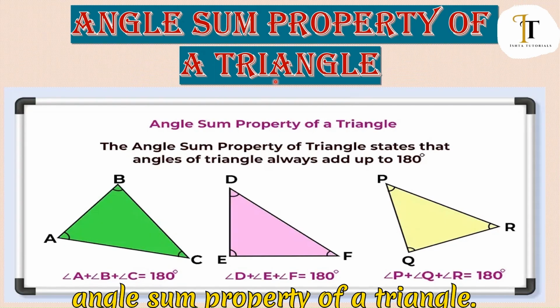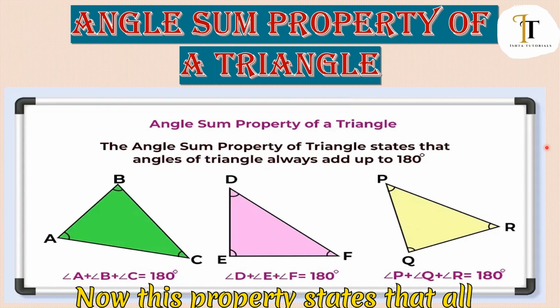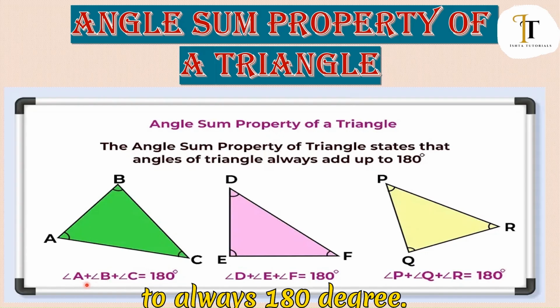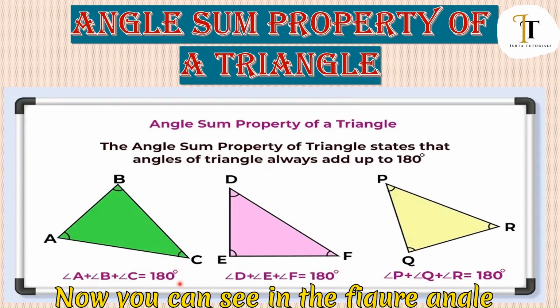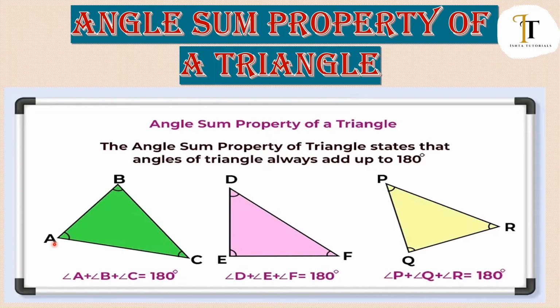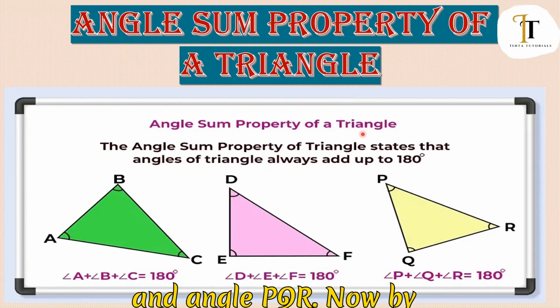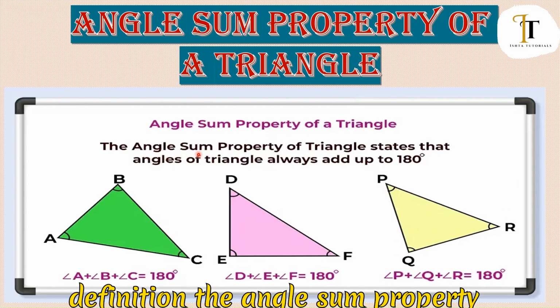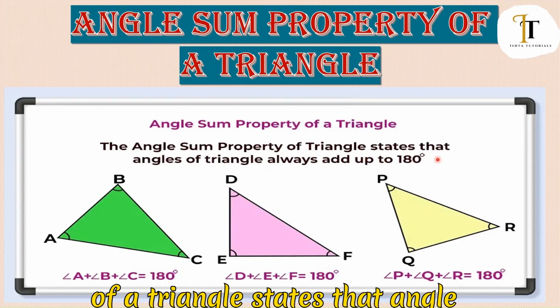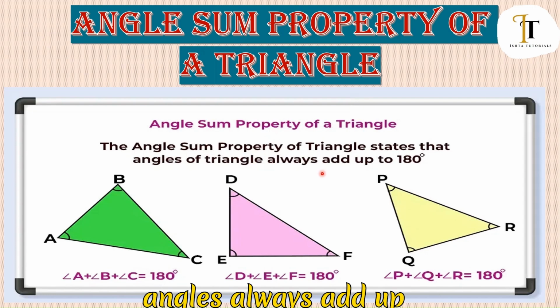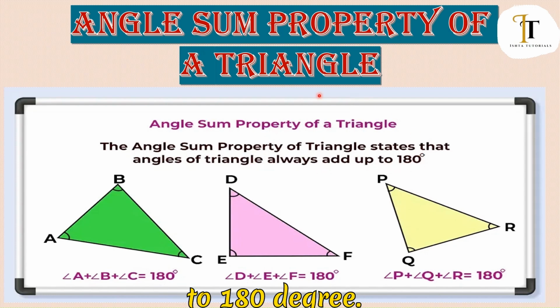Angle sum property of a triangle. Now this property states that all the angles of a triangle add up to always 180 degrees. Now you can see in the figure, angle A plus angle B plus angle C is always 180 degrees. Similarly for triangle DEF and triangle PQR. Now by definition, the angle sum property of a triangle states that all three angles of a triangle always add up to 180 degrees.